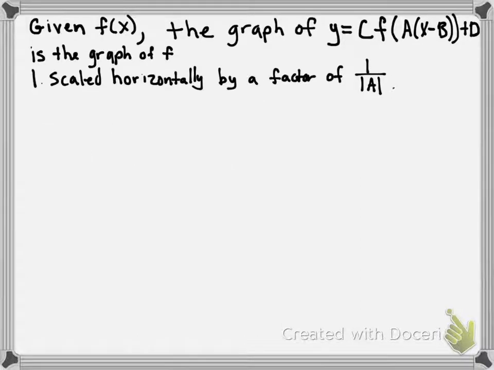Okay, so the way this works is given a function f of x, we can form the graph of y equals c f of (a times x minus b) plus d, and that's going to be the graph of f. Number 1, first you're going to scale horizontally by a factor of 1 over the absolute value of a. So what this means is that when you're transforming points of the graph of f, you're going to multiply each of the x coordinates by 1 over the absolute value of a.